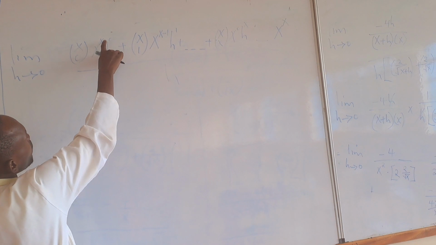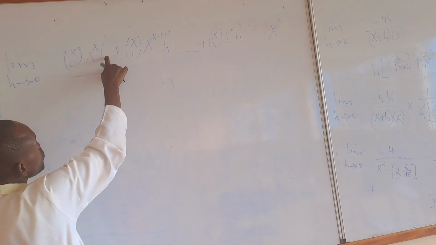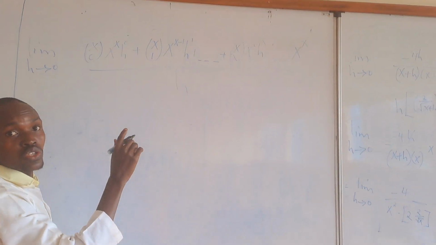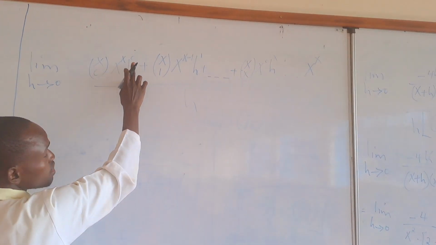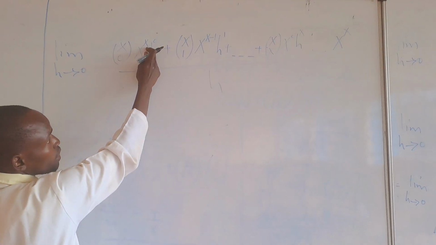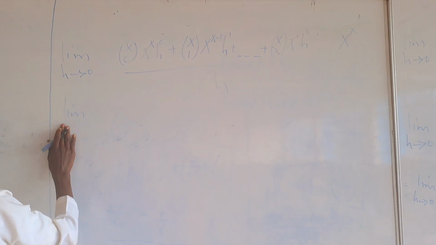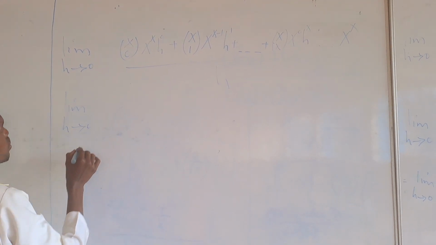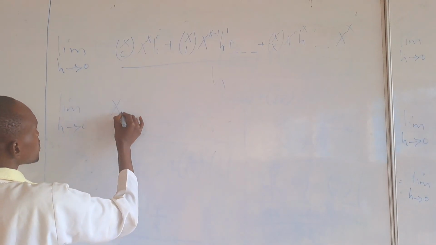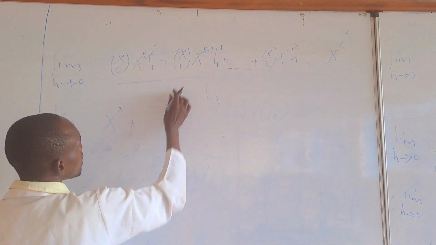Then x raised to power x will just remain x raised to power x. Then h raised to power 0 will be 1. So any number raised to power 0 will be 1. So if we have 1 times x raised to power x, we'll have the limit as h tends to 0 of x raised to power x plus, let's do this.